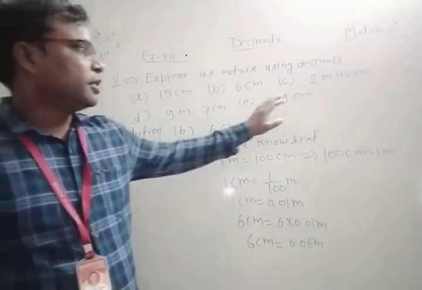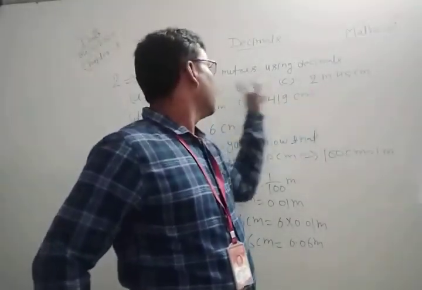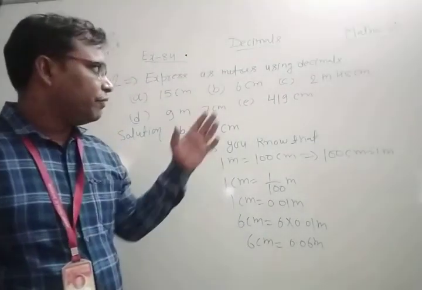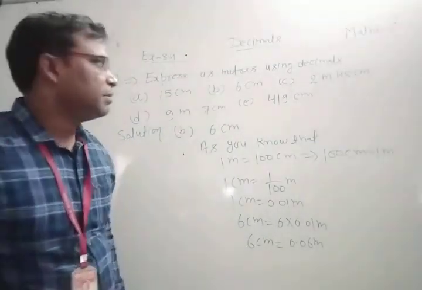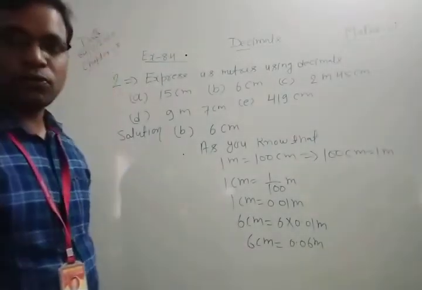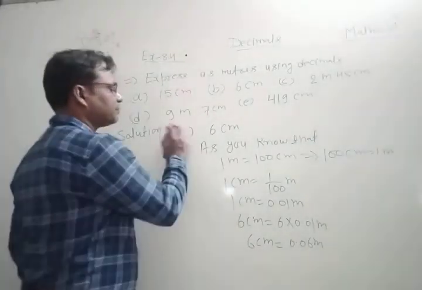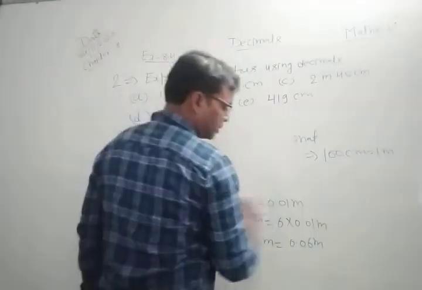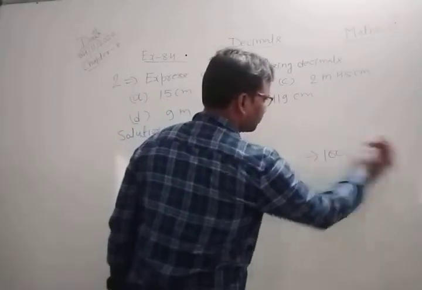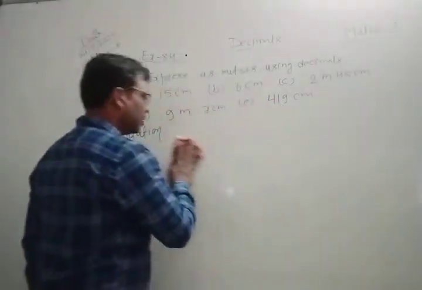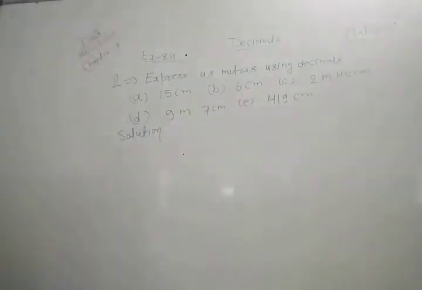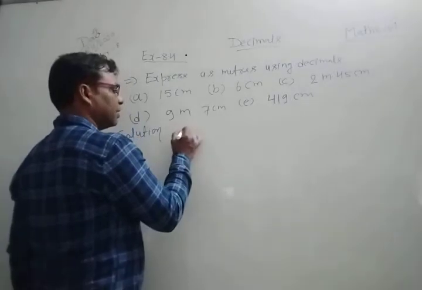Now, this is somewhat different from parts A and B of this question. So now we are going to discuss C part of question number 2. Let's see how to find C part. In this question it is given 2 meter 45 centimeter. This is the C part.